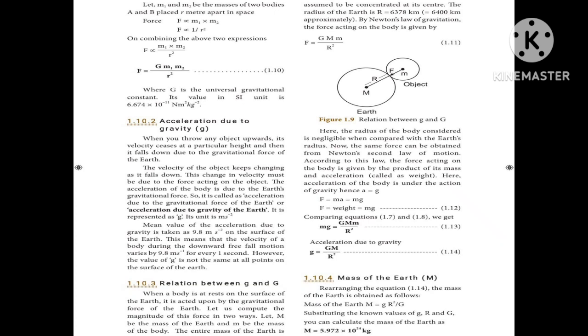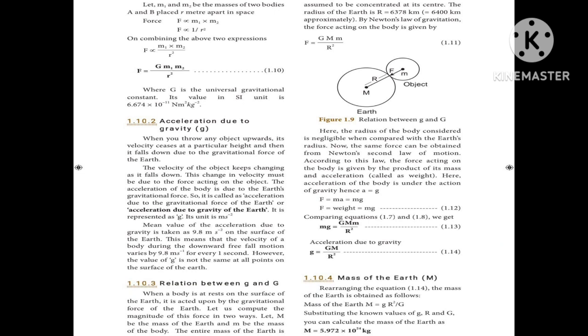F is directly proportional to 1 by r square. On combining the above two expressions, F is directly proportional to m1 times m2 by r square. F equals G m1 m2 by r square, where G is the universal gravitational constant. Its value in SI unit is 6.674 times 10 power minus 11 Newton meter square kilogram power minus 2.